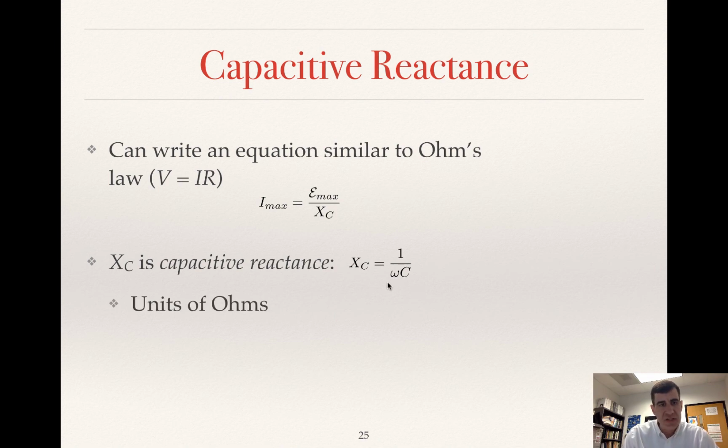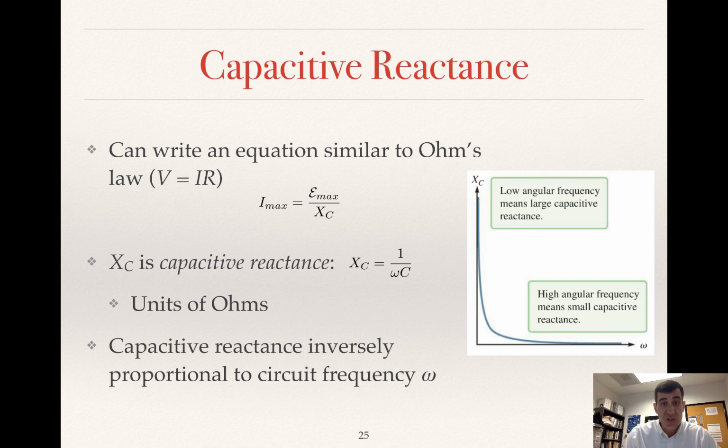If you work out the units, it actually has units of ohms, and the capacitive reactance is inversely proportional to the circuit frequency omega. So as omega gets bigger, we're dividing by omega, so the capacitive reactance gets small.